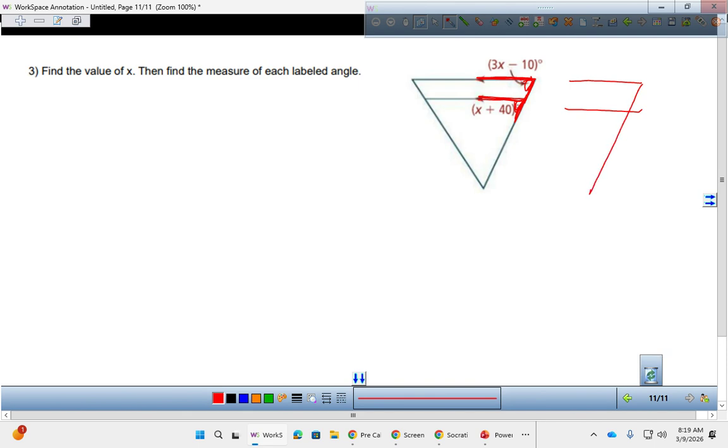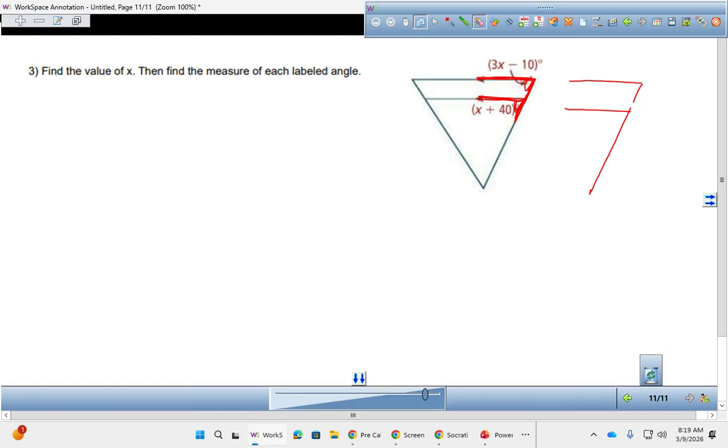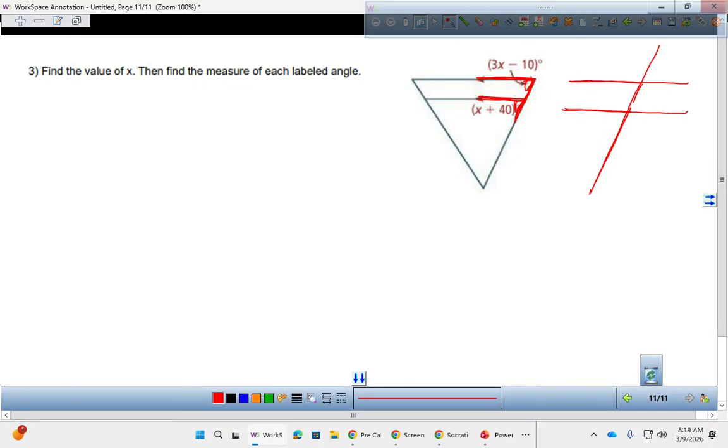And I think it's helpful, if that's the image that we have here, right, to extend this line, and extend this line, just to make it more like the images you're used to seeing. Now, picking apart this picture, this 3x minus 10 is below the top line, but it's on the left-hand side, so it's this angle here. And this x plus 40 is below the bottom line and to the left of this diagonal line, so it's x plus 40.